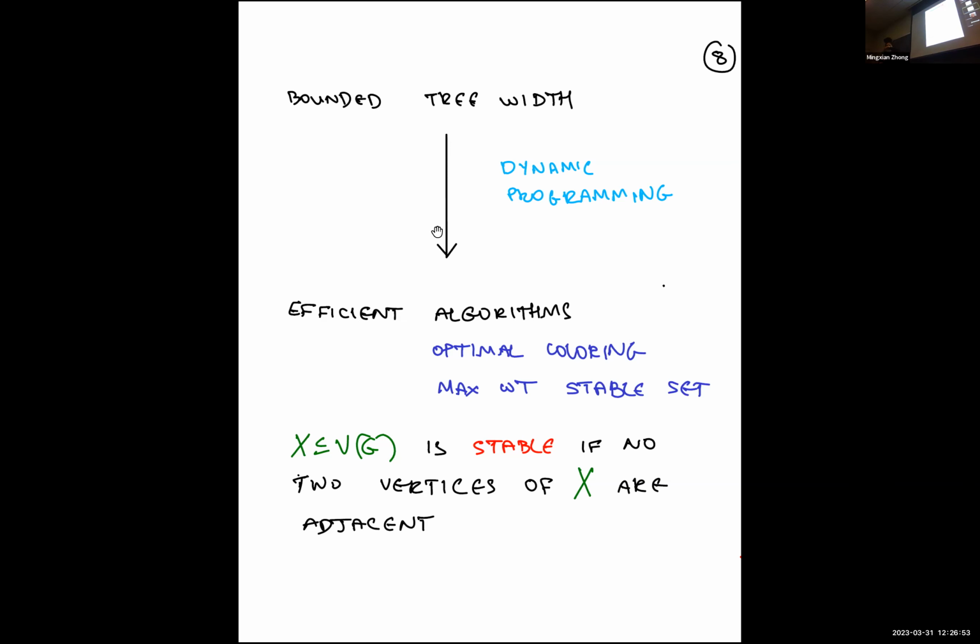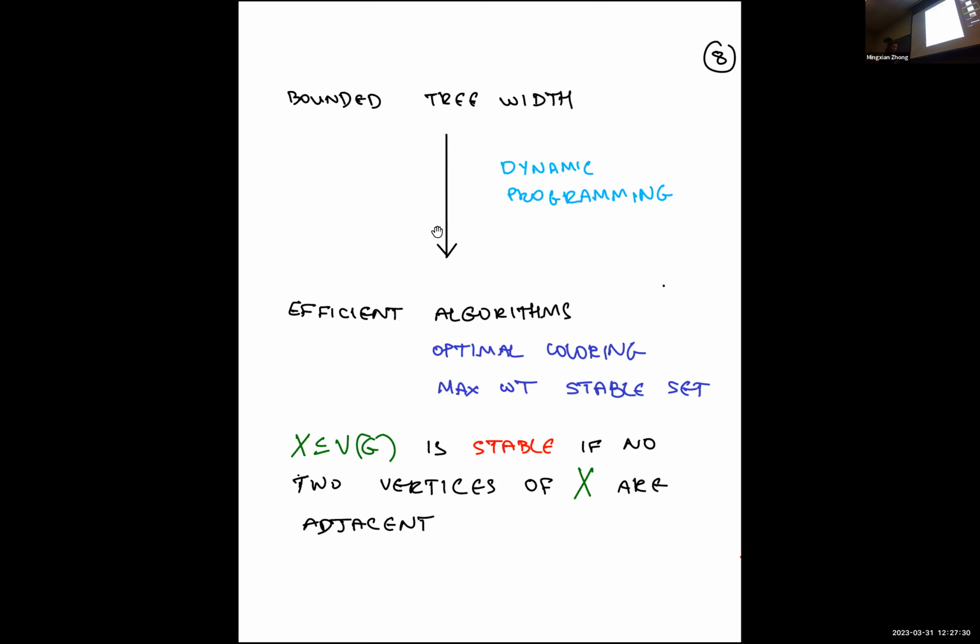If you give me a tree decomposition of bounded width of a graph, then you can solve problems efficiently on that graph. To say this more rigorously, for example, you can find clique number in polynomial time on the class of graphs of treewidth at most 100, of bounded treewidth. You can find coloring in polynomial time on the class of graphs of bounded treewidth. You can find stability numbers. Again, stable set means no edges in the set. Stability number, or maximum weight of a stable set, on graphs of bounded treewidth.